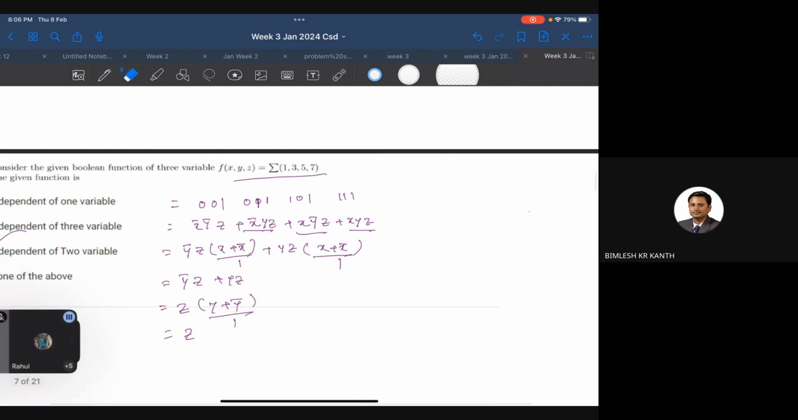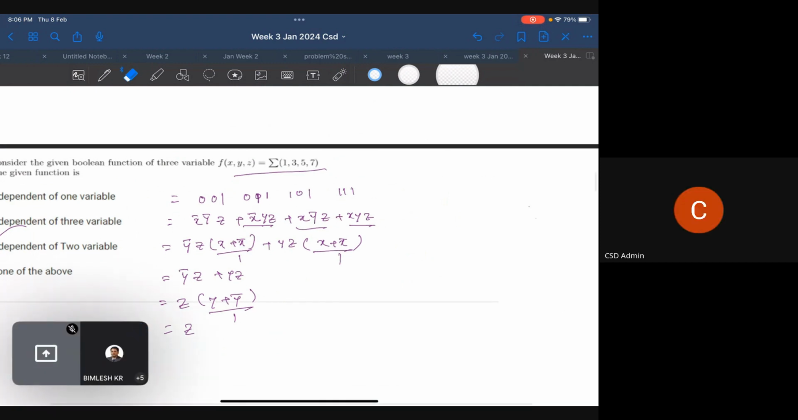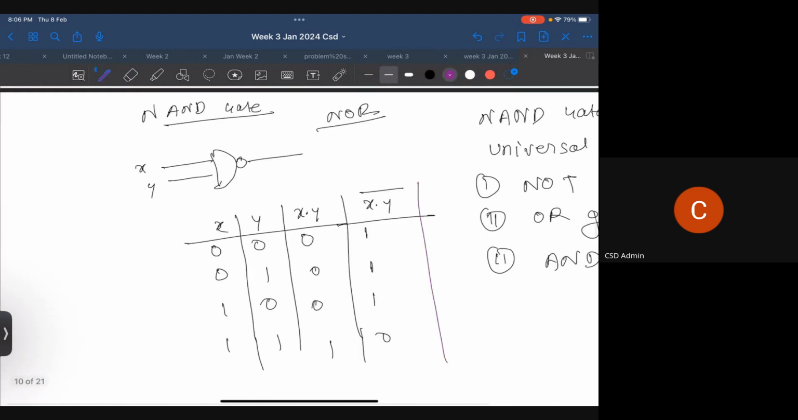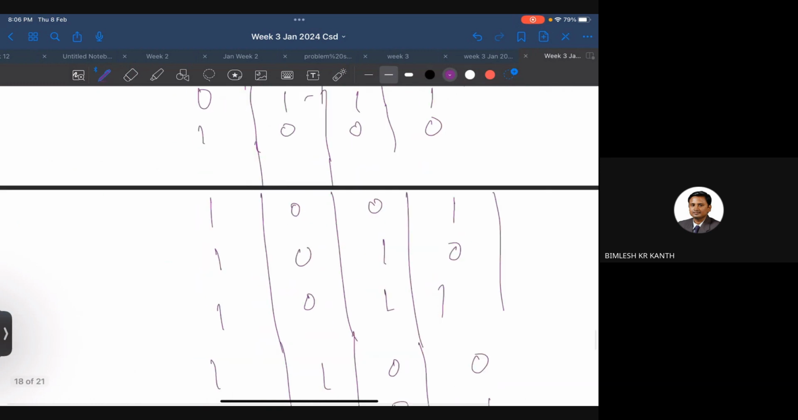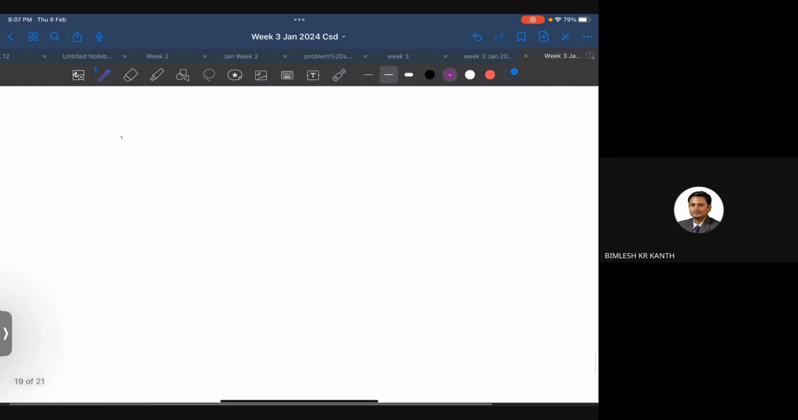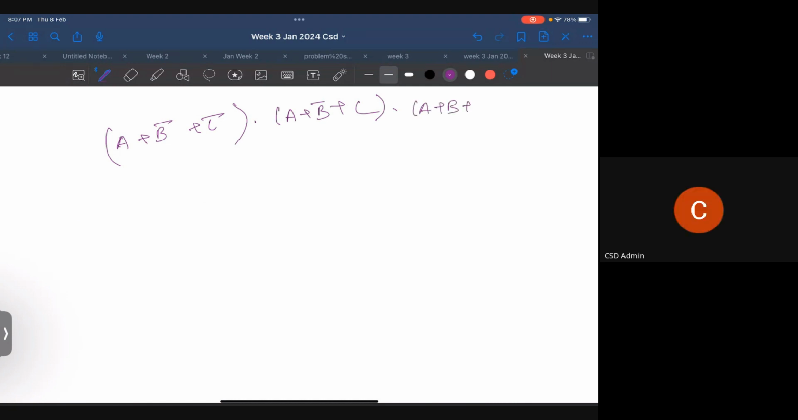Could you please write one expression? Okay, tell me. (A plus B bar plus C bar), this whole within bracket, dot (A plus B bar plus C), dot (A plus B plus C bar). We need to simplify this.